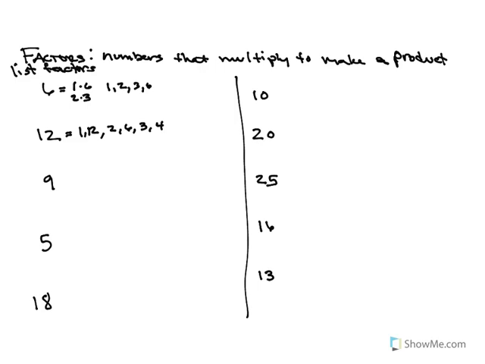So then we have factors of 9. That would be 1 and 9 and 3, because 3 times 3 is 9. Factors of 5. So factors of 5 are 1 and 5. One thing we want to understand is that 5 is what we call a prime number.